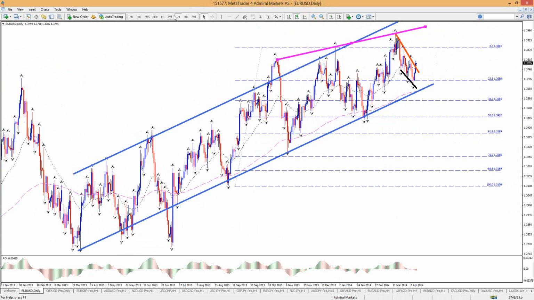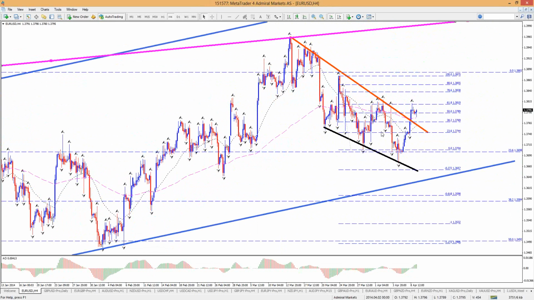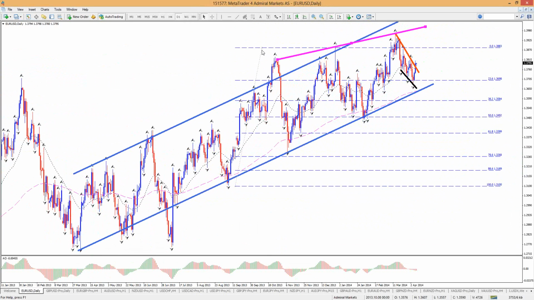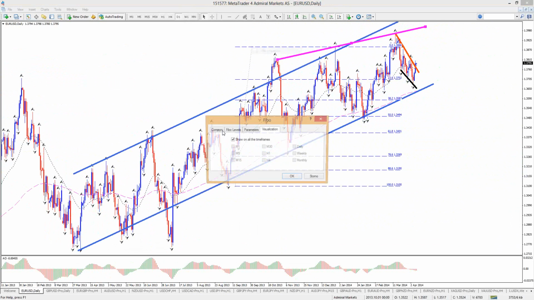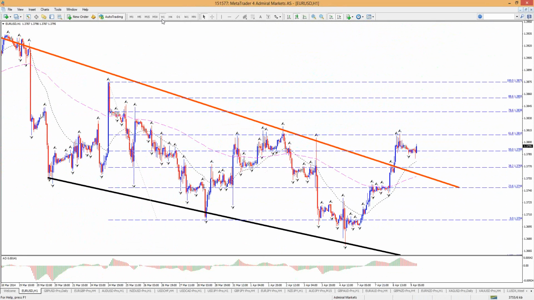The euro dollar looks like a breakout. Now, if we look at the hourly, let me get rid of this daily fib. We know what the targets are now on the daily. So with that said, let's take a look at this breakout here.